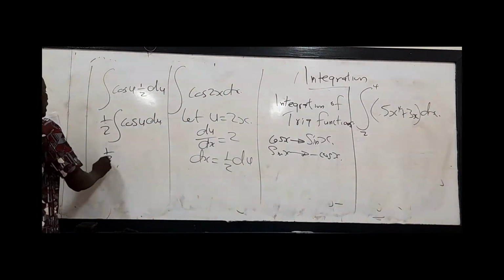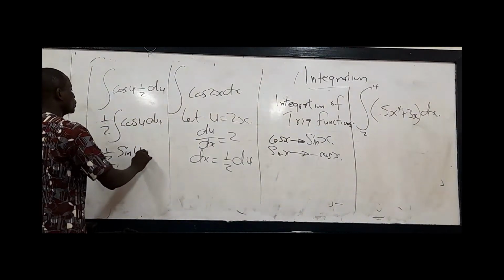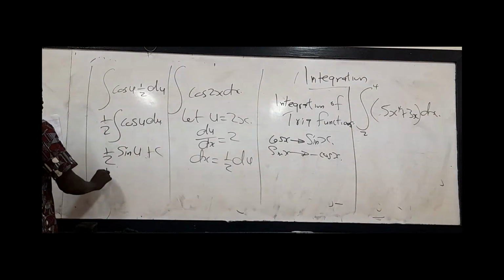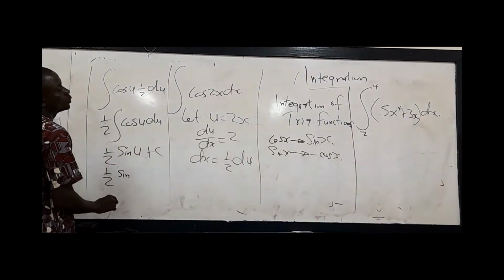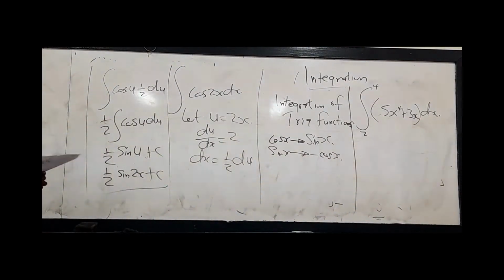And we are saying that if we integrate cos, we get sine. So it becomes half sine u plus c, which is half sine, what is the u? 2x plus c. This is the result. Half sine 2x plus c. Is that okay? That's it. And it is here. Boom, correct. Okay.